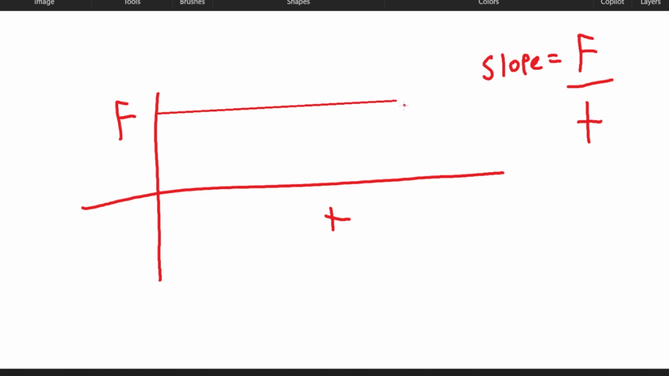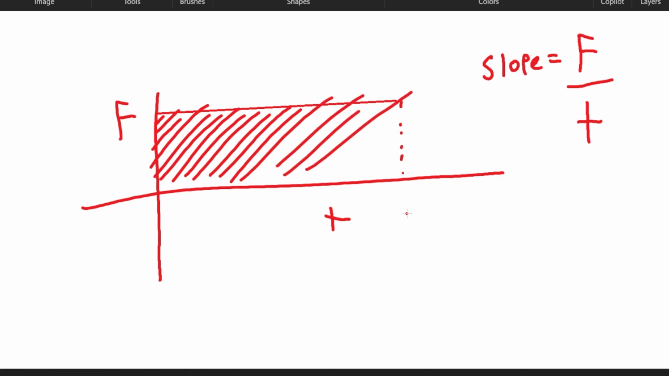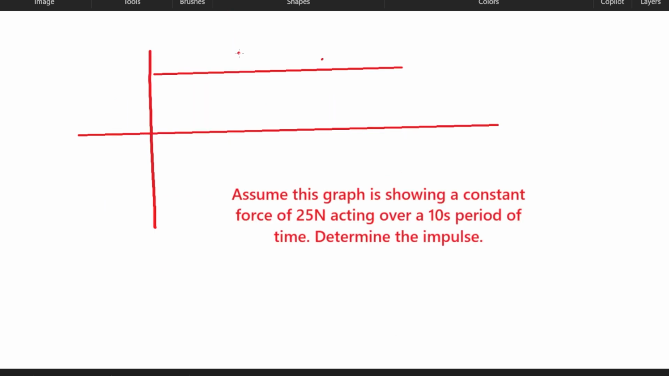What is important is the area under the line. Calculating the area under the line is really just multiplying force and time. So the calculation for the area here is equal to the impulse acting on the object. This is a really bad drawing I've made, but this line here is straight. And force, time. So this y level is 25, and here it's 10 seconds.